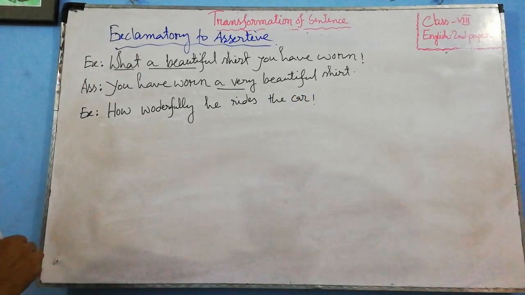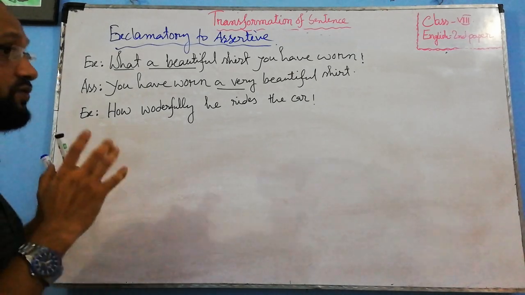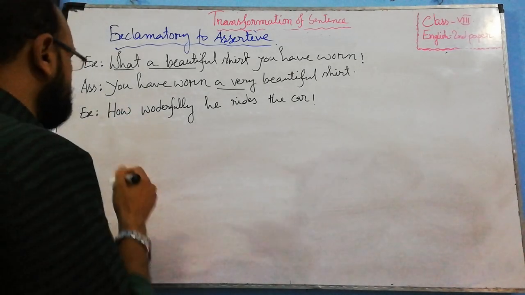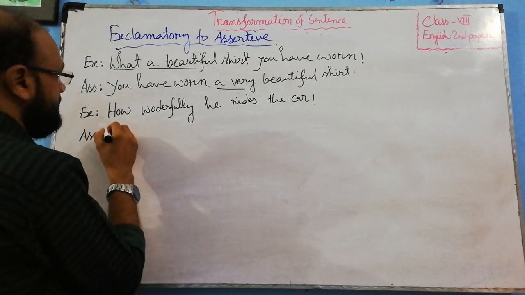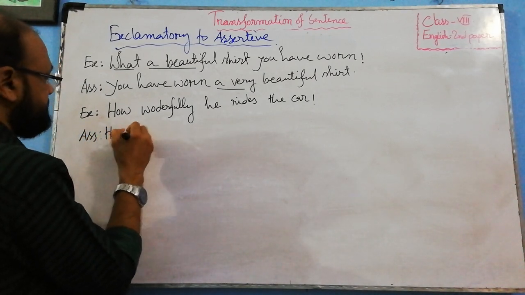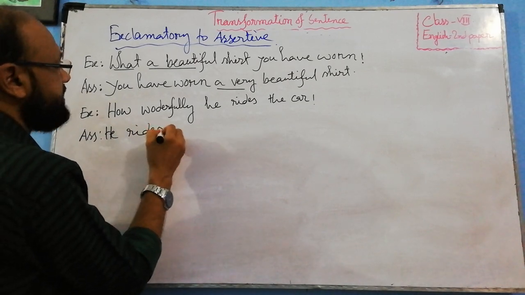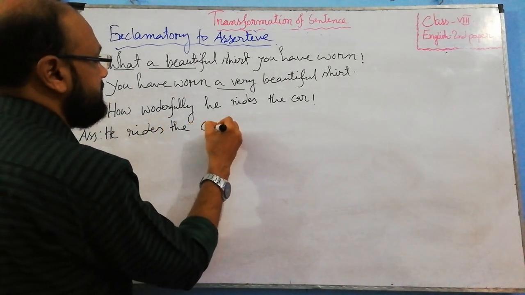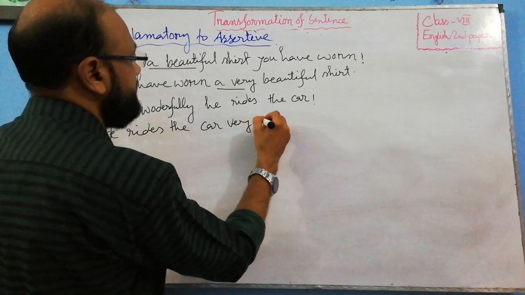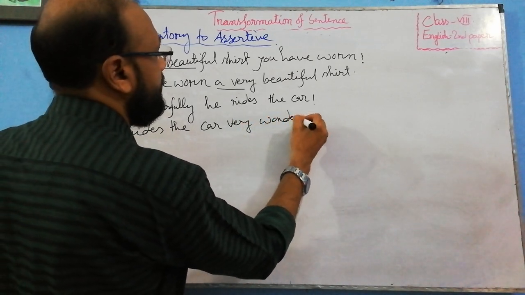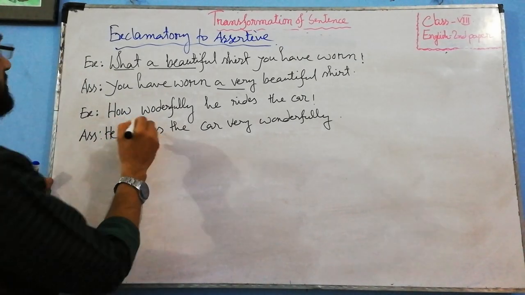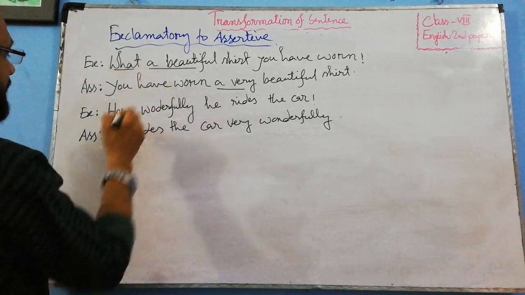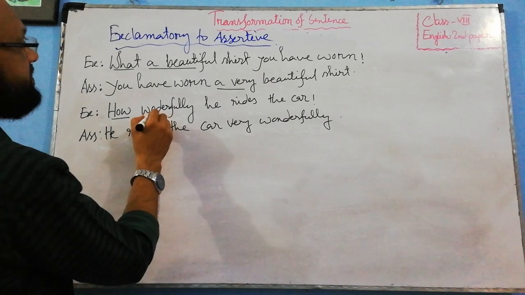How wonderfully he rides the car. কি বিশ্বকর ভাবে কি সুন্দর চমৎকার ভাবে সে গাড়িটি চালায় তাহলে কি হচ্ছে we'll make it assertive using subject plus verb. He rides the car very wonderfully. So how we transform it, that is how or what, like the previous one.